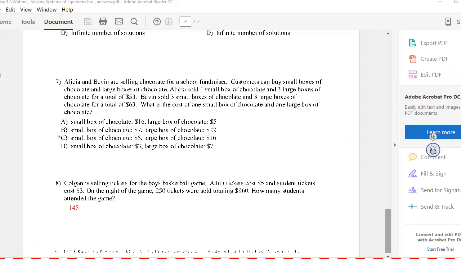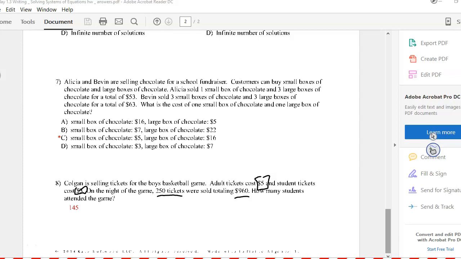Okay, so really fast, we're gonna go over how we got 145. I am gonna do this the graphing method. So remember, for each of these types of problems, you have 3 ways to do this in your toolkit: elimination, substitution, or graphing. So in this, it says Colgan is selling tickets for the boys basketball game. Adult tickets cost $5. Student tickets cost $3. On the night of the game, 250 tickets were sold, totaling 960.